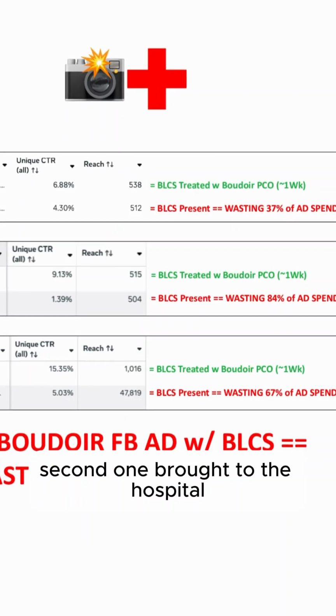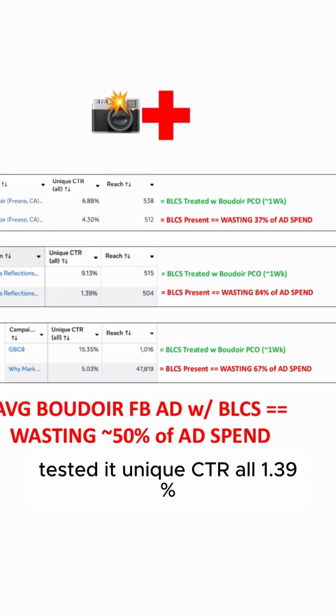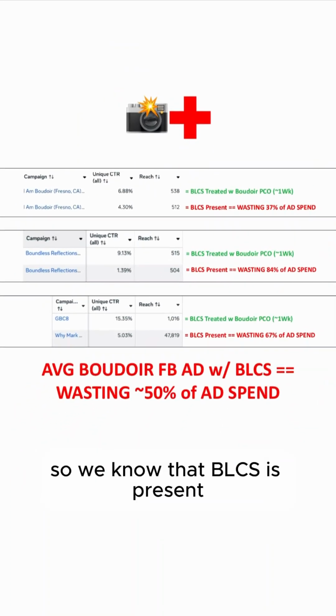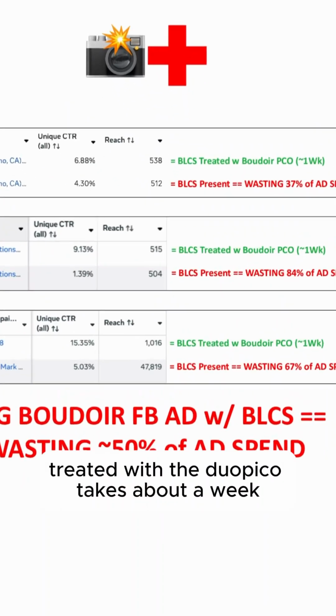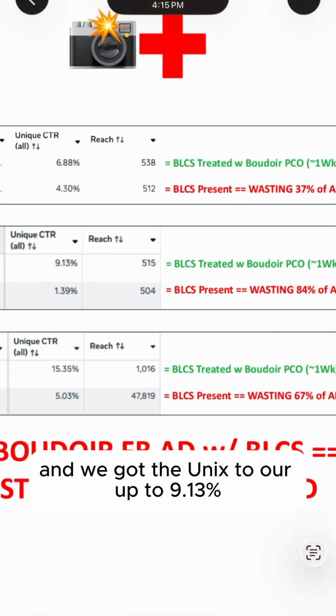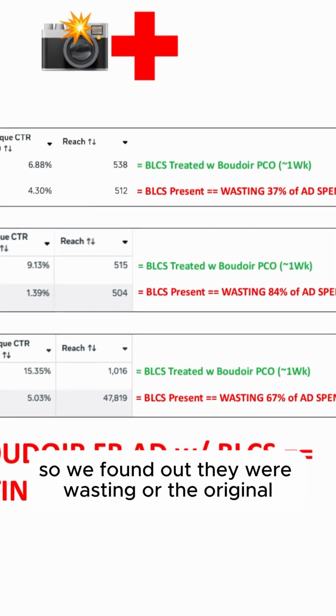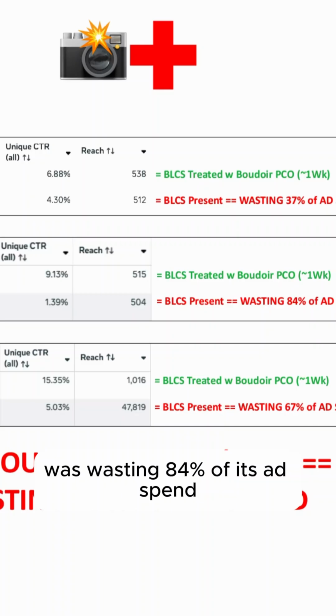Second one, brought it to the hospital, tested it, unique CTR 1.39%. So we know that BLCS is present. So did the same thing, duplicated, treated it with Boudoir PICO. Takes about a week, and we got the unique CTR up to 9.13%. So we found out the original was wasting 84% of its ad spend.